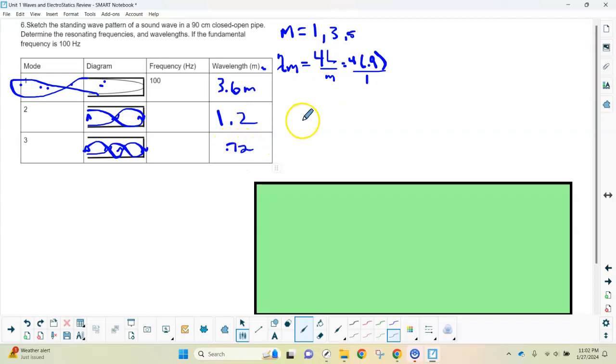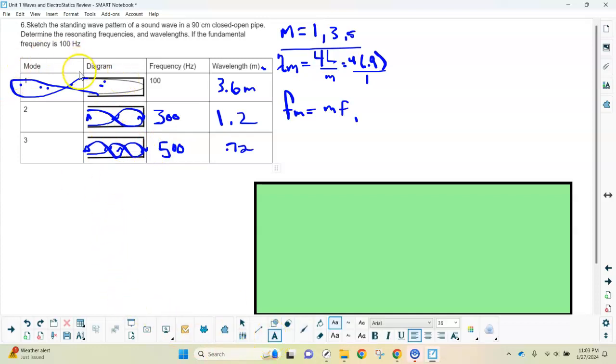For the frequency, it's still F of M equals M times F1, but this time again it can only be these odd numbers. So it would be 1 times F1, which is 100, then 3 times F1, which is 300, and then 5 times F1, so it would be 500. So be careful with that. For the standing waves, depending on the type of tube or string you have, you've got to make sense out of it. So try to do your best on that.